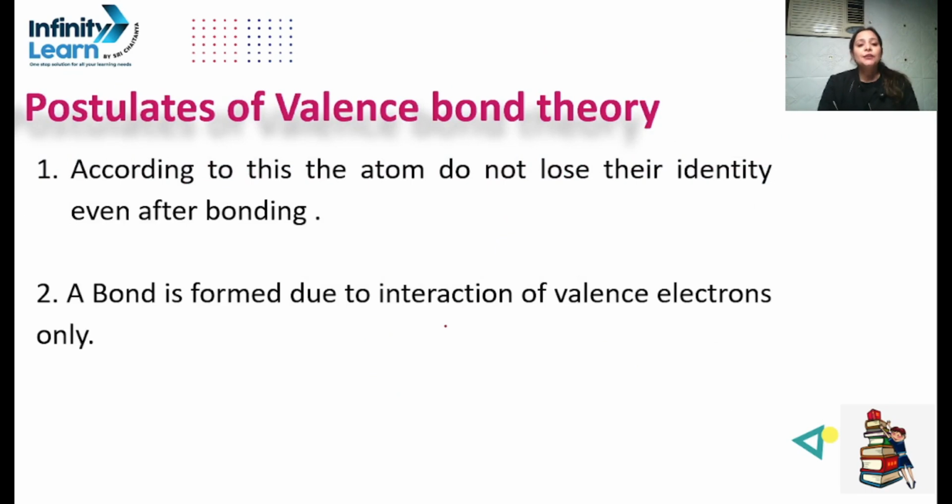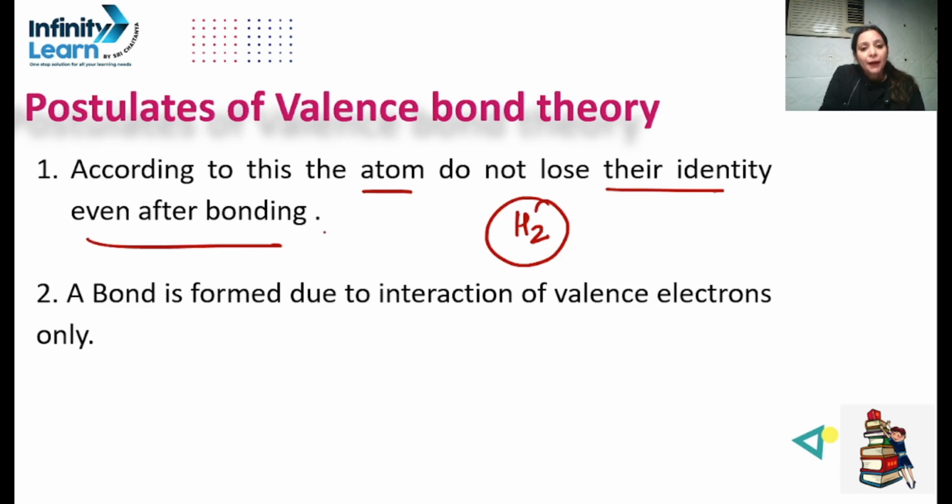So, postulates of valence bond theory. As I already told you, this theory is here to explain why and how the species enter into a chemical bond formation. So there are certain assumptions. The first postulate of valence bond theory is that atoms do not lose their identity even after bonding. For example, if a hydrogen molecule is formed, we know that it is formed by the combination of hydrogen atoms. So the identity of an atom remains the same as it is before the bond formation. After and before bond formation, the identity remains exactly the same.